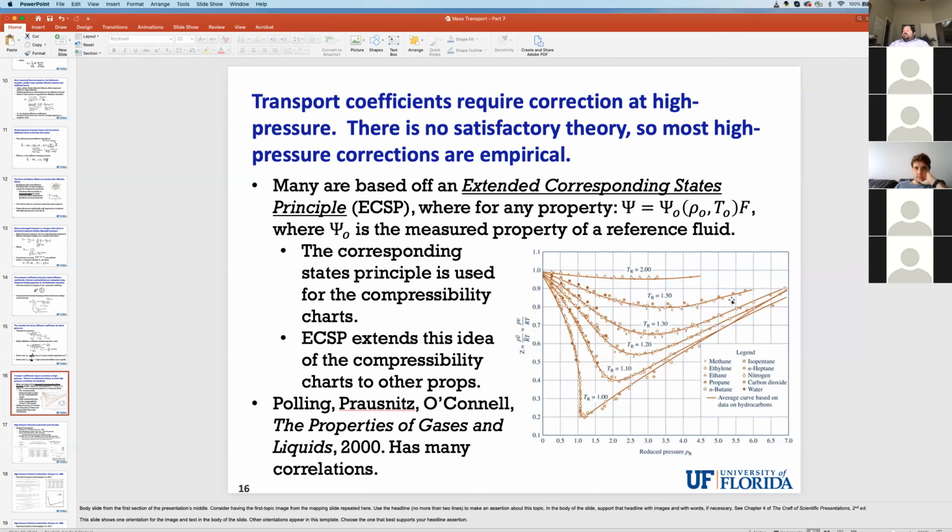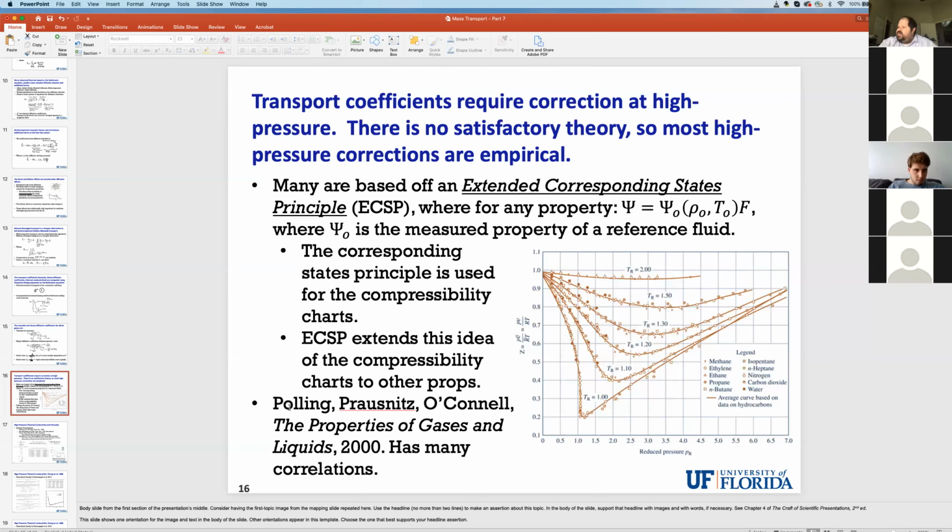That is the basis for the compressibility chart. That's the basis for the Peng-Robinson equation of state, how they allow you to blend all kinds of different materials together: the fact that quote-unquote normal fluids, and normal fluid is a technical term, all mix nicely like this. And the extended corresponding states principle extends this idea to other properties. It's the basis for a lot of empirical correlations for high pressure transport coefficients.